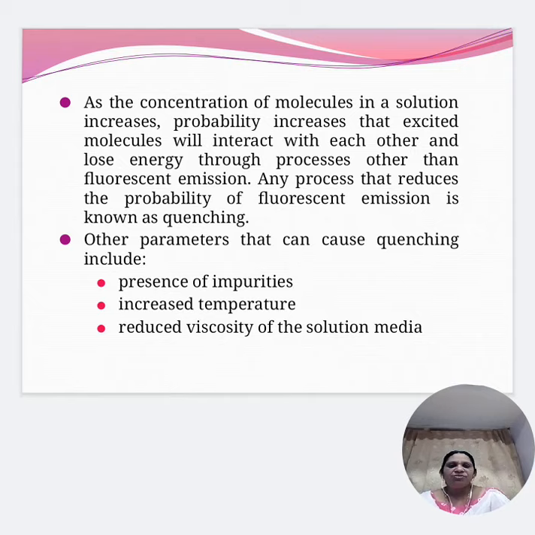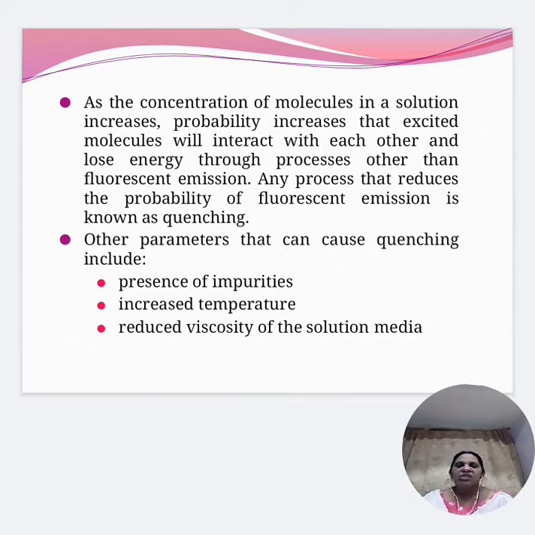Then, as the concentration of the molecules in a solution increases, the probability increases that excited molecules will interact with each other and lose energy through processes other than fluorescent emission. So they lose energy, and hence the fluorescent emission is reduced. Any process that reduces the probability of fluorescent emission is known as quenching.